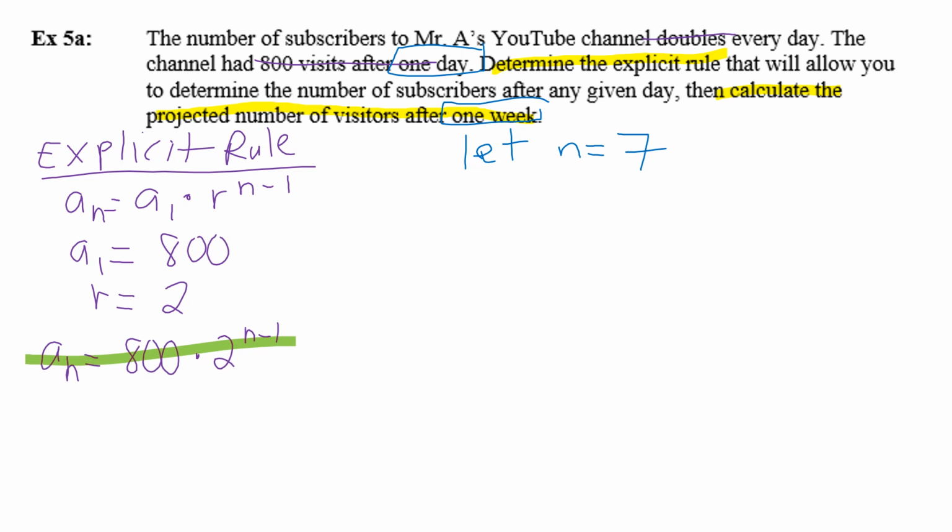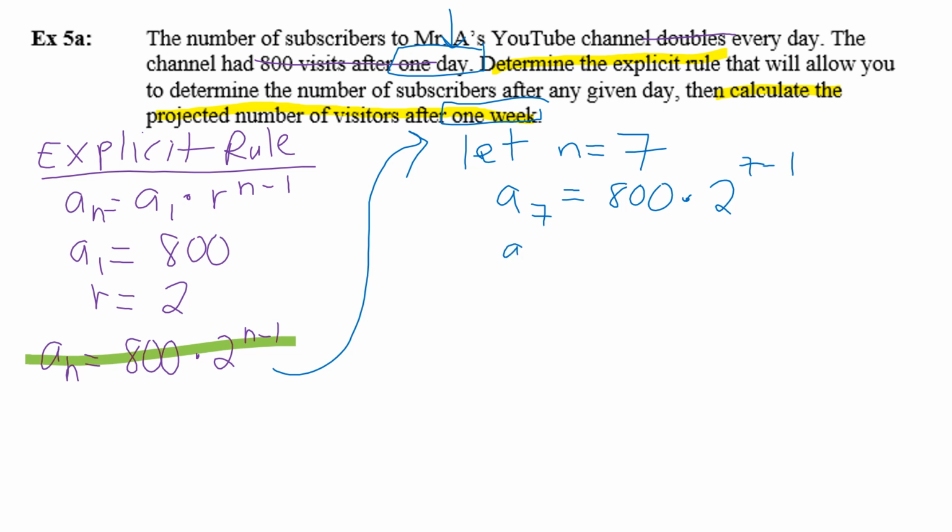Okay. It won't always be days. It might be minutes, it might be months, it might be years. It depends on what they tell you. In this case, I converted 1 week into days because we're told that it doubles every day. Had they told me that it doubles every minute, I would have converted it into minutes. So make sure you read each problem because each problem is a little bit different. So we're going to go ahead and plug that into the formula that we had. So we have a of n, a of 7 equals 800 times 2 raised to 7 minus 1.